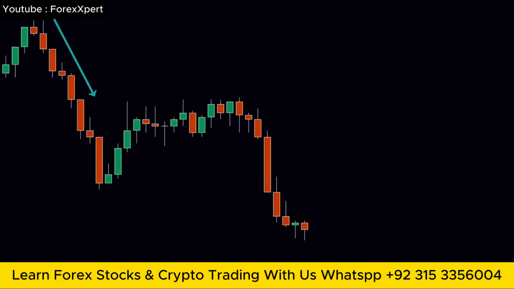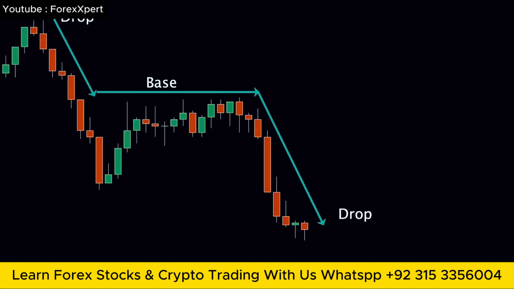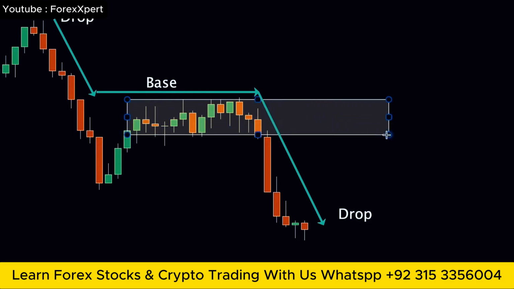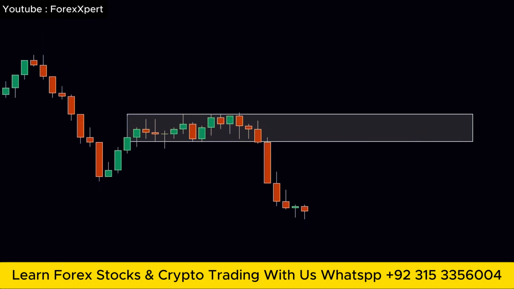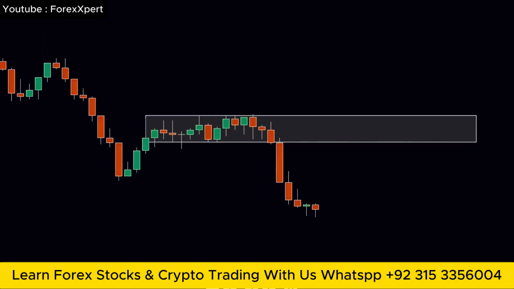First, we see a strong downward move, followed by a pause where a base forms. This base is where institutions are quietly gathering their sell orders. After this accumulation phase, the market drops sharply again. Smart money doesn't sell everything at once. If they did, they'd disrupt the market. Instead, they sell gradually, allowing the market to accumulate liquidity. Then, they manipulate retail traders and sell again, forming this drop-based drop pattern, a clear smart money footprint.